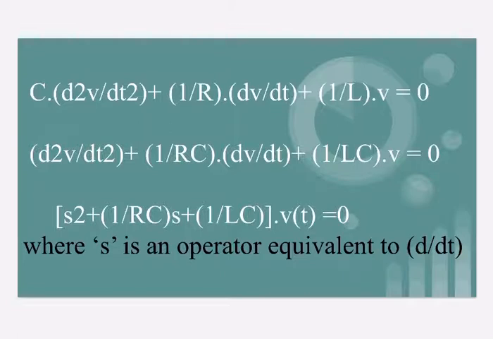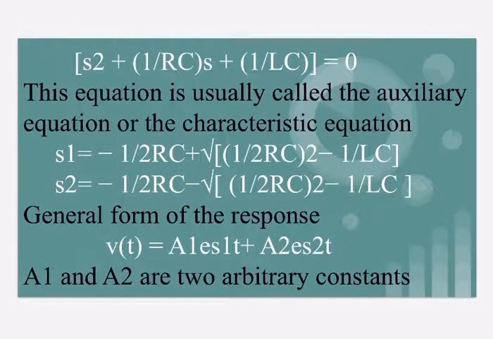Here S is the operator equivalent to d by dt, and the corresponding characteristic equation is given as S square plus 1 by RC into S plus 1 by LC equal to 0. This equation is usually called the auxiliary equation or the characteristic equation. If it is satisfied, then our assumed solution is correct. If not, it is not correct.